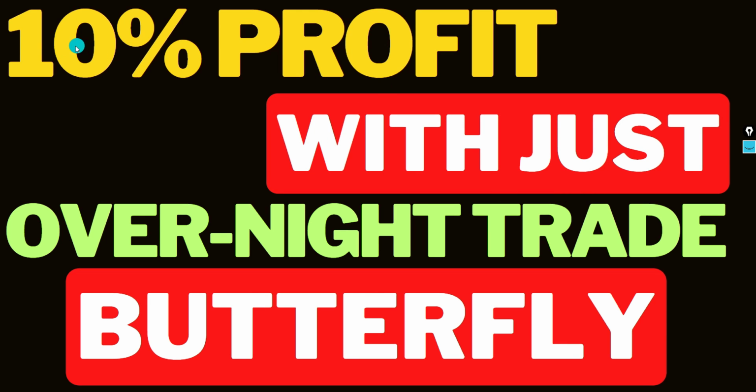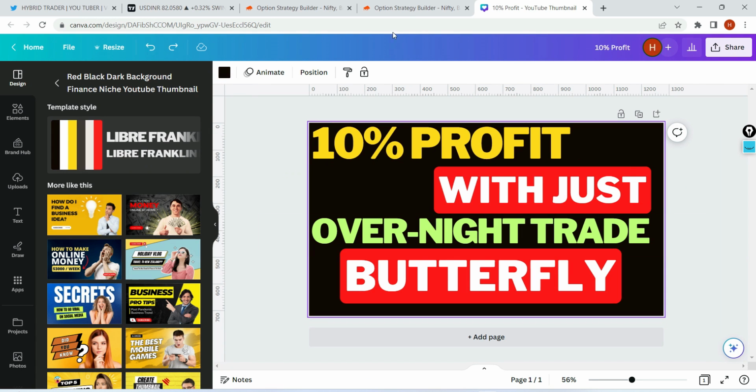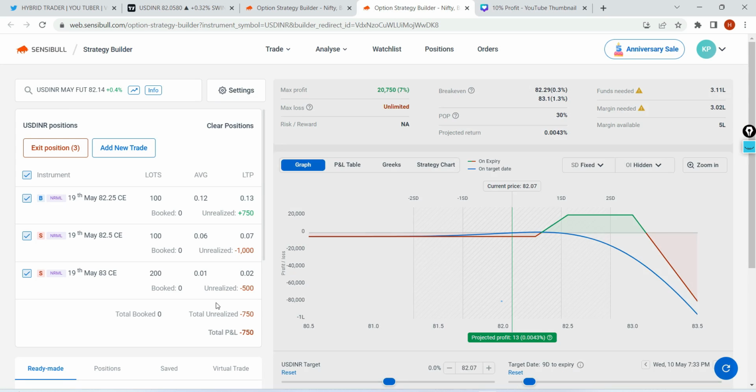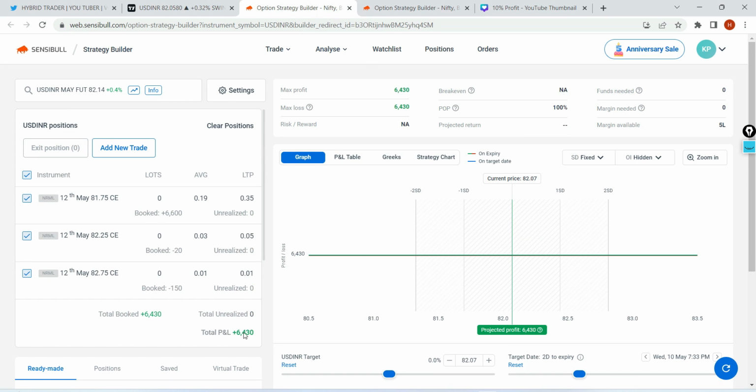Today I'll show you how I made almost 10% with just one overnight butterfly. Alright, let me show you. Okay, so this is my trade, guys. I made almost 6,430 on a capital of 71,000, which is close to 9 to 10% with just one overnight trade.